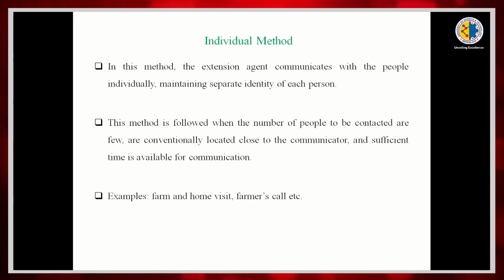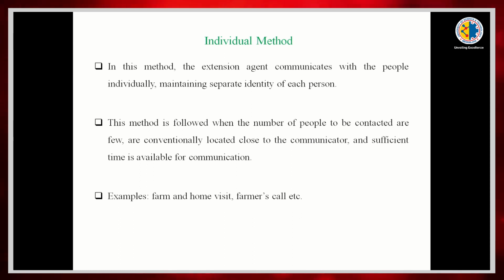Individual method, what is individual method? In this method, the extension agent communicates with the people individually, face to face interaction, eye to eye interaction, one-to-one interaction, farmers and scientist or extension expert or extension researcher or academician. So, in this method, the extension agent communicates with the people individually, maintaining the separate identity of each person. This method is followed when the number of people to be contacted is few, conveniently located close to the communicator, and sufficient time is available for the communication.